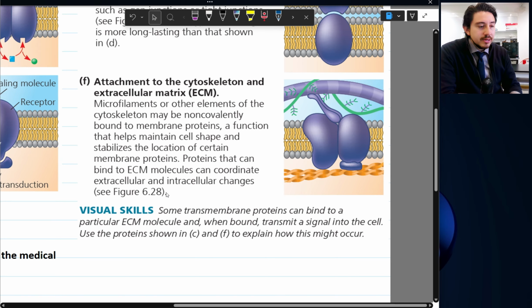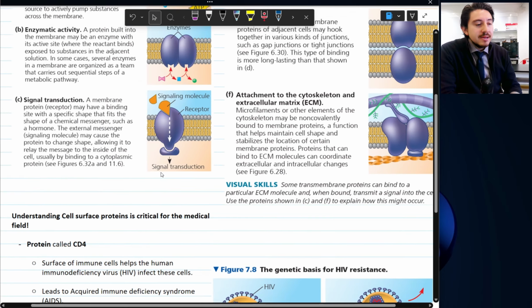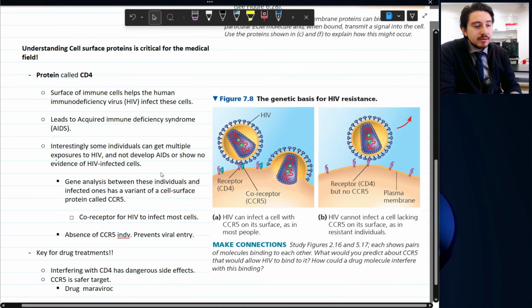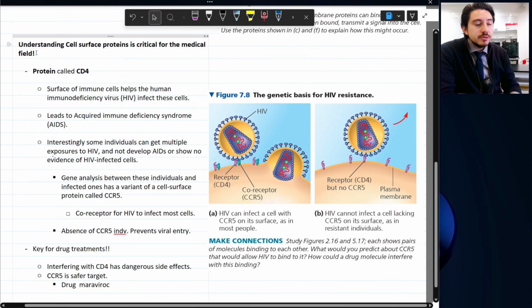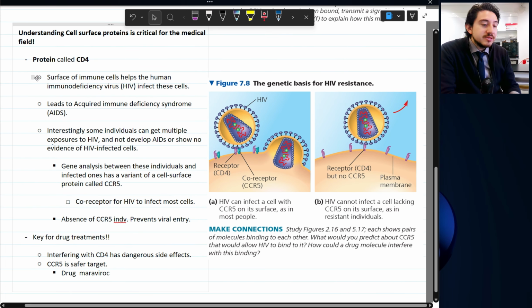And let me just zoom out here. Understanding cell surface proteins is very, very important for medical science and medical research. A particular case is a protein called CD4, and this protein is usually found on the surface of immune cells. The surface of these immune cells helps HIV, the human immunodeficiency virus, to infect these types of cells. So this CD4 gets recognized by HIV.